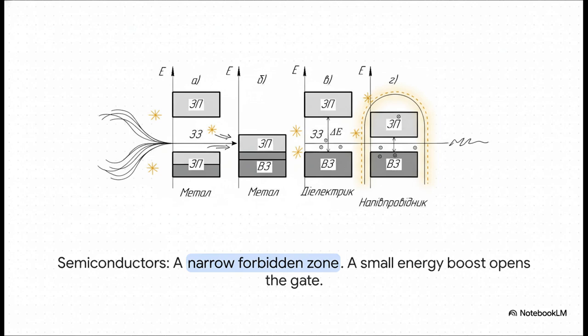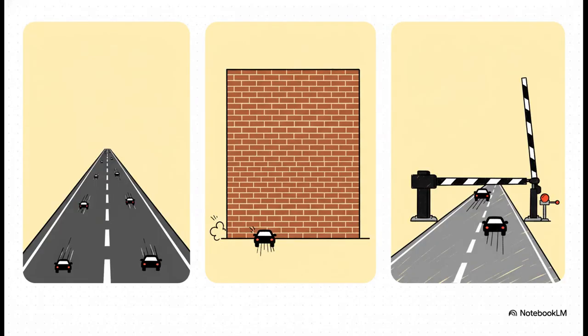And now for the magic trick, semiconductors, like silicon. Here, the forbidden zone is there, but it's narrow. It's not really a wall. It's much more like a gate. If it's super cold, it acts like an insulator. But if you add just a little bit of energy, maybe from some heat or light or an electric field, some of those electrons get just enough of a kick to hop over the gate, jump into the conduction band, and start moving.